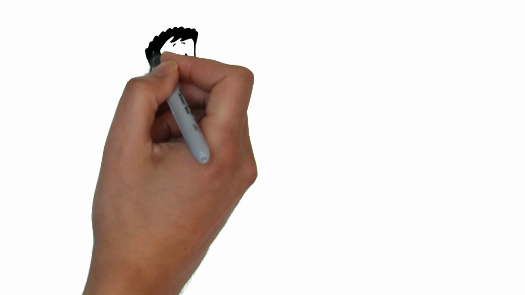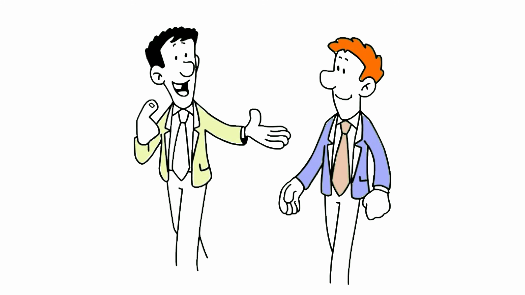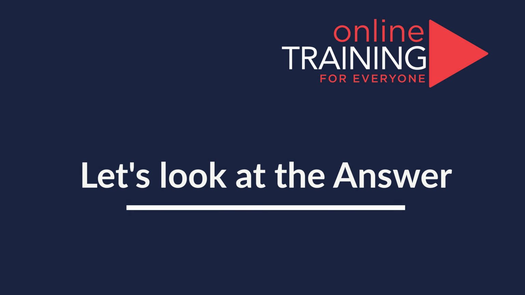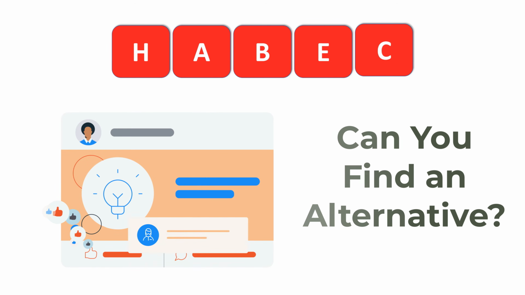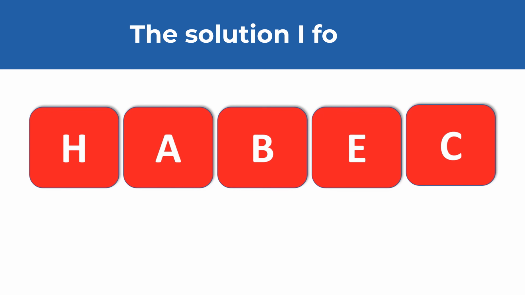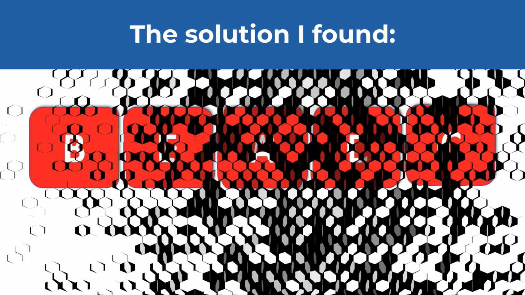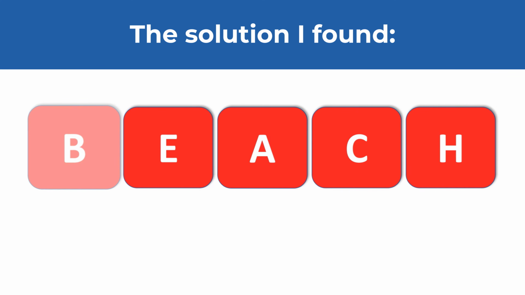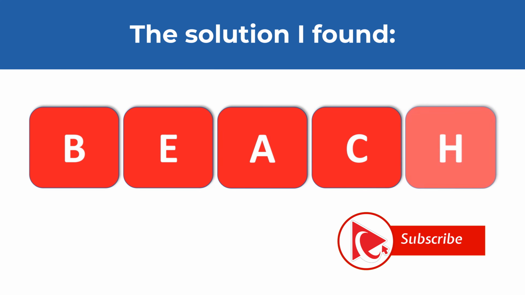Ready or not, I'm going to move forward and share with you my solution. But keep in mind that a lot of times multiple words can be formed, so if you see another word, please make sure to share it in comments. The solution I found is the word beach. Let me spell it for you. B-E-A-C-H.